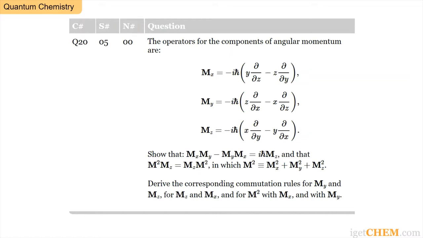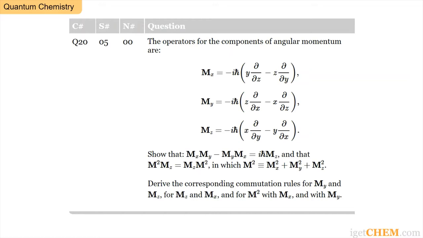Show that MxMy minus MyMx is equal to i h bar Mz, and that M squared Mz is equal to Mz M squared, in which M squared is defined as Mx squared plus My squared plus Mz squared. And then after that, derive the corresponding commutation rules for My and Mz, for Mz and Mx, and also for M squared with Mx and with My. So you can see why this is going to be a fairly long solution.